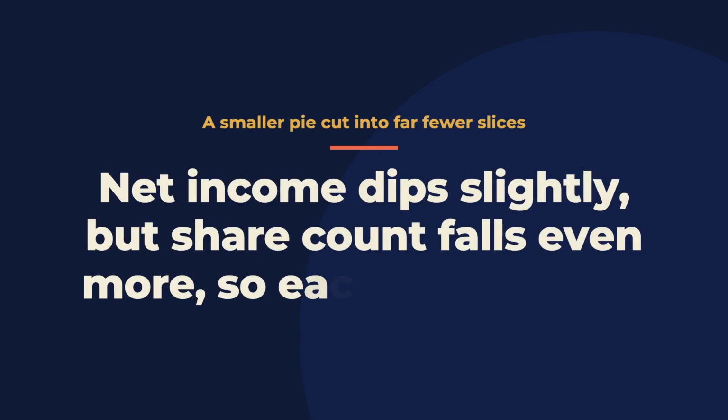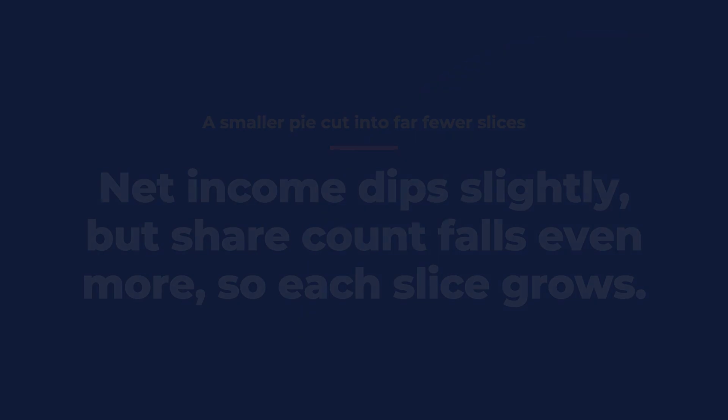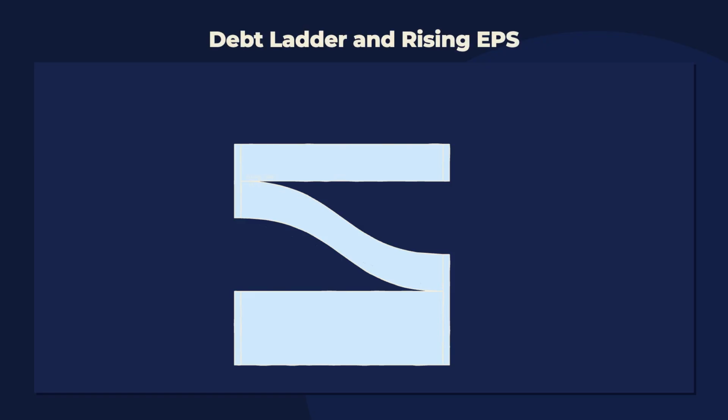Think of it as a smaller pie cut into far fewer slices. Net income falls a bit because interest comes out first, but the share count falls proportionally more, so each remaining slice, each share, gets bigger. Picture a firm stepping its debt ratio up in stages, funding a buyback at each step. Per share earnings tick higher every time because shares keep shrinking and the tax shield keeps widening.